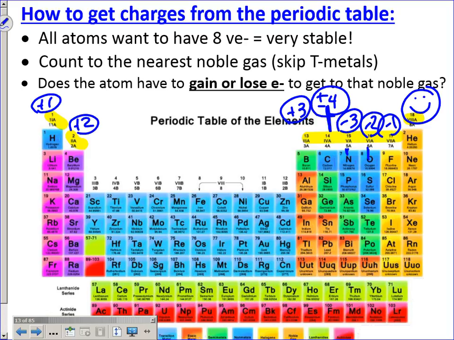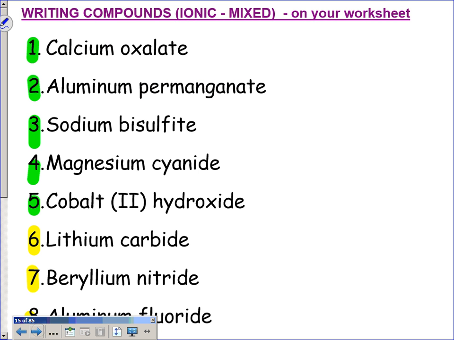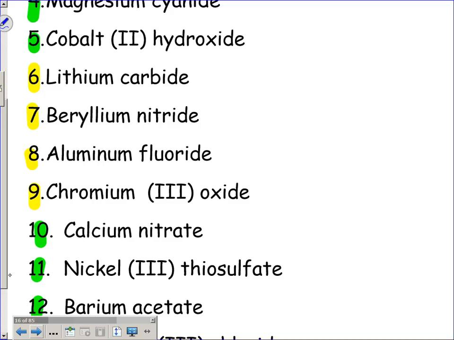I skipped the transition metals for now because I need you to see they're a little different. We're going to talk about the Roman numerals in a second. Let's start with naming. Writing the formulas for 6, 7, and 8.